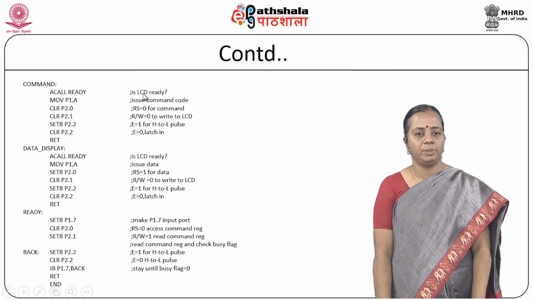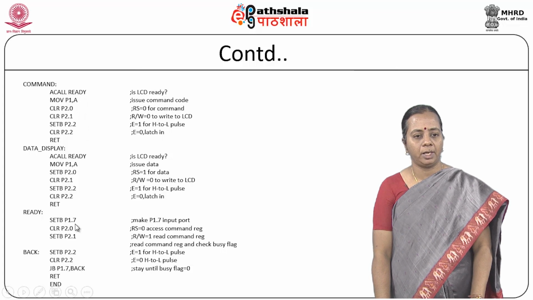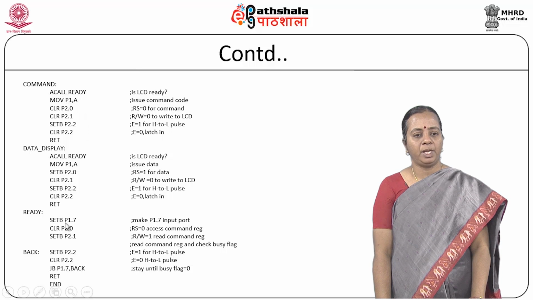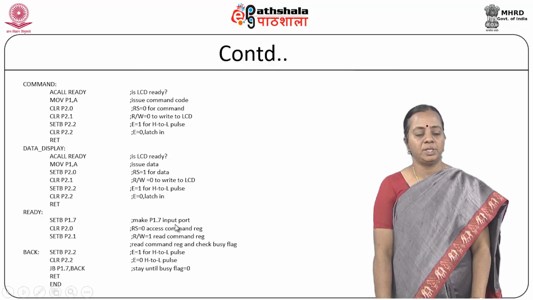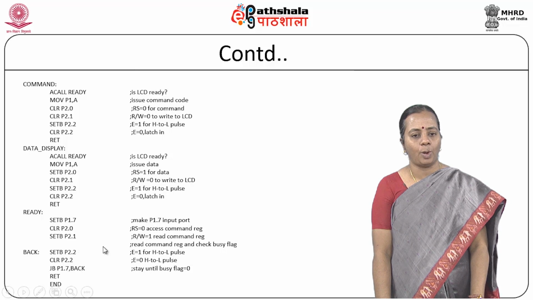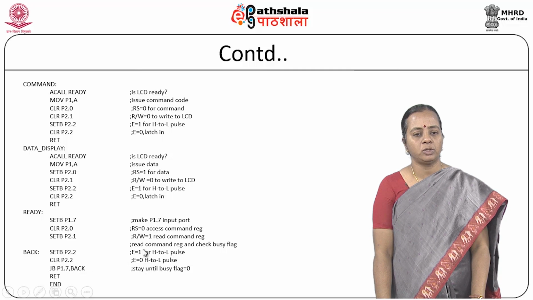By looking at the busy flag, just see that a call ready is the routine which is called inside this command write. If I am calling ready, I will come over here and check: SETB P1.7, which makes P1.7 the input port where the busy flag will be checked. Now, CLR P2.0, that means RS is 0, and SETB P2.1, R/W is 1, so that I read the command register. Now it becomes a read. I need to read the information from the LCD, because of that this becomes 1. Now SETB P2.2, that means E is 1, CLR P2.2, which makes E 0, so that it is a high to low pulse.